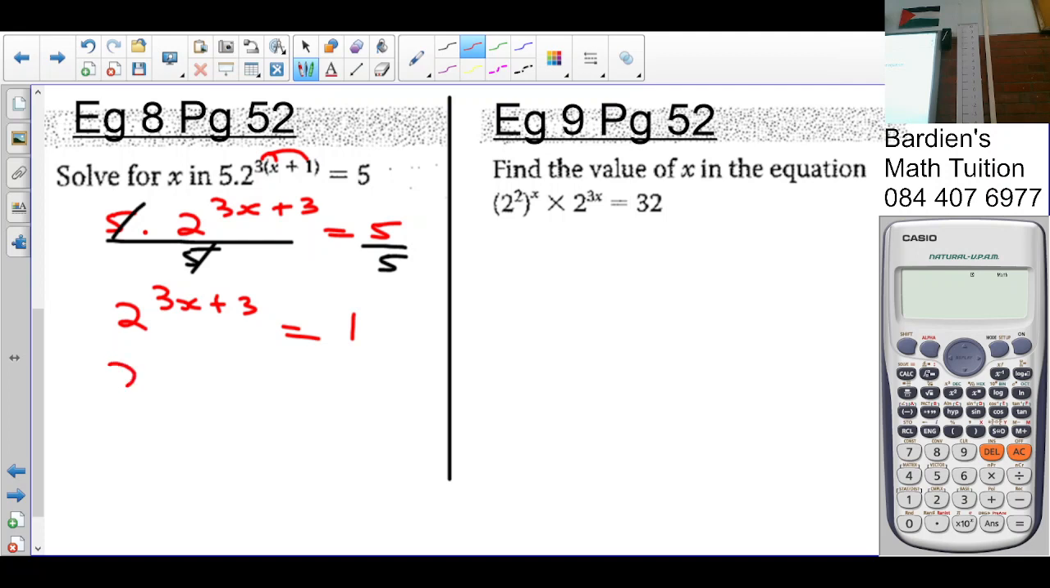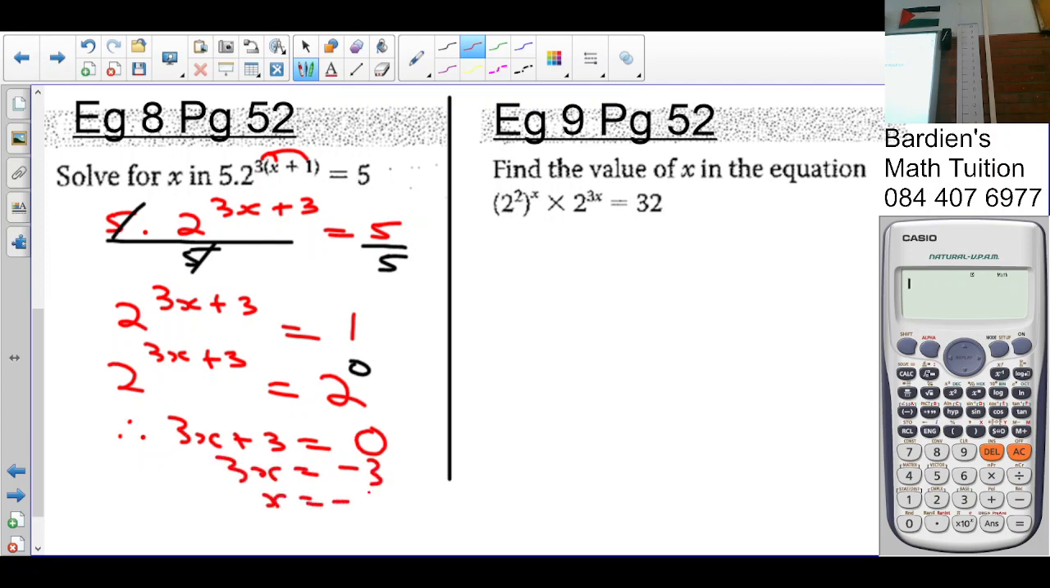So if you have now 2 to the 3x plus 3, how can we get these bases the same? How do we get these bases the same? If I must put a 2 here, how can I get the 2 from a 1? 2 to the exponent 0 is 1. So what can we conclude? Therefore, 3x plus 3 is equal to 0. So 3x is equal to negative 3. x equal to negative 1. You guys understand?